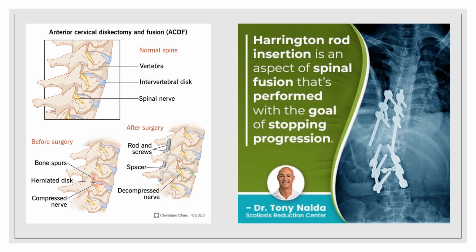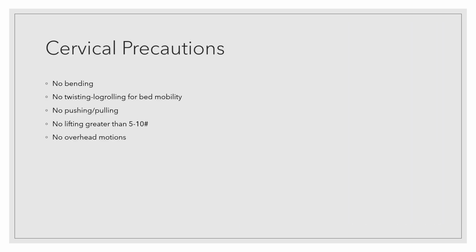And then Harrington rods are specific to scoliosis, people with scoliosis, and they're longer fusion rods that help to serve as a means of preventing progression of the spinal curvature.